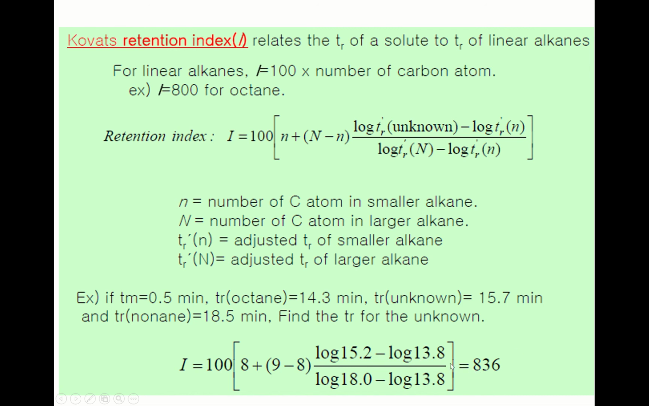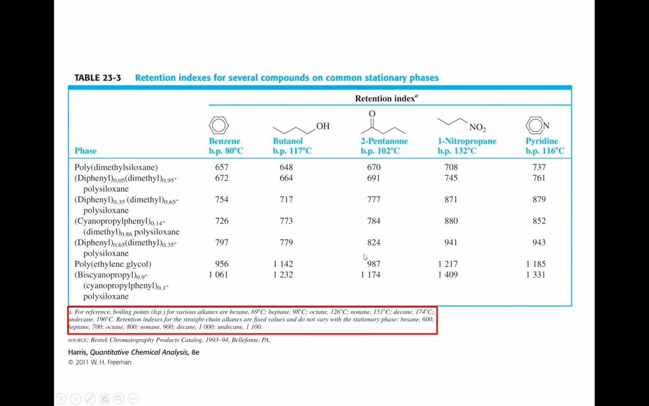Now you obtained this value, 836, and this value is in between 800 and 900. 800 is for octane, and 900 is for nonane. Simply by looking at this number, you know immediately that this unknown compound will be retained and come out between octane and nonane. The concept is like that.